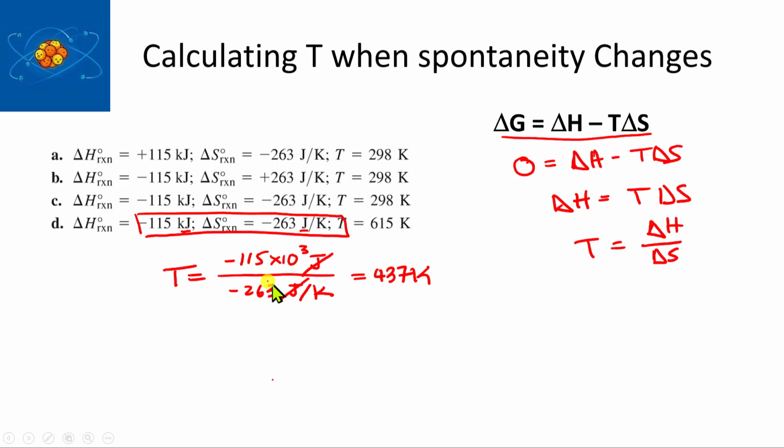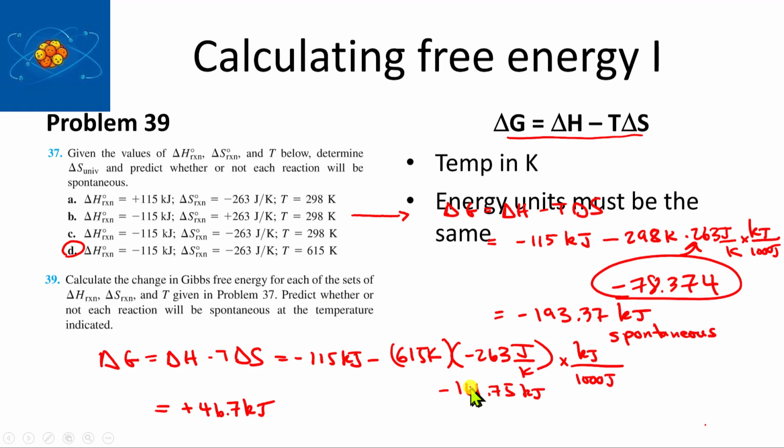So at low temperatures, it's spontaneous because delta H is negative. And then at high temperatures, it becomes non-spontaneous. And the temperature at which it switches from being spontaneous to non-spontaneous is 437 degrees Kelvin, which is why when we did this calculation before and came up with 46.7 kilojoules, right? That's why it was positive, because 615 is above that threshold temperature.